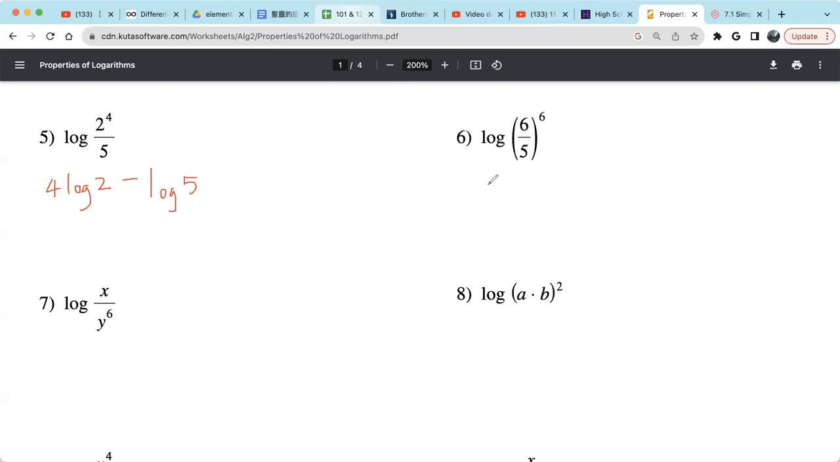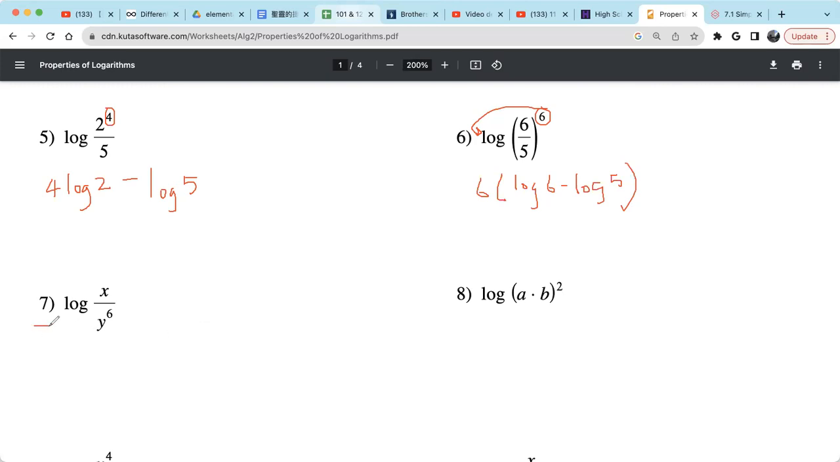Okay, let's see 6. First I see the exponent, so I'm going to move the exponent first. You see this exponent is applied to 6 over 5. You see the exponent 4 in the previous problem only applied to 2. So be careful with this difference. So I have 6 parentheses log 6 minus log 5, because 5 is in the denominator, with parentheses.